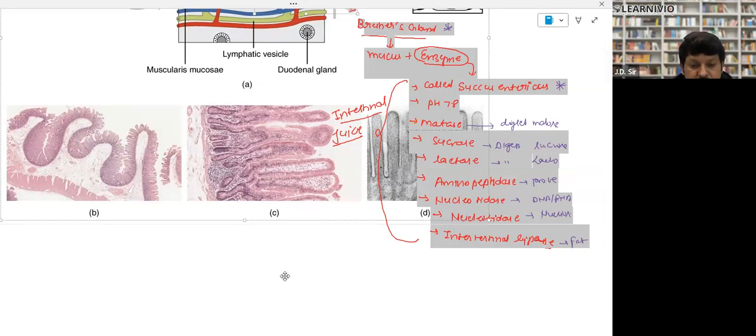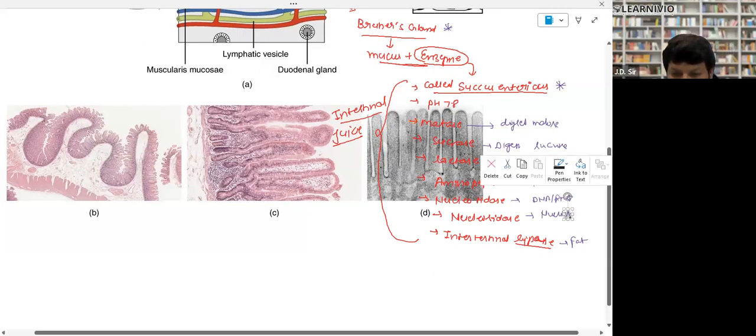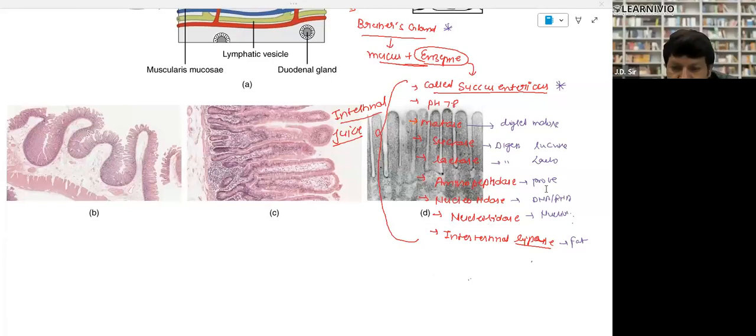Done, Martin. The third last is the nucleotidase, because it digests nucleotide, right? And then there is a nucleosidase, which digests nucleoside, right? So this is nucleotidase. Is that done?